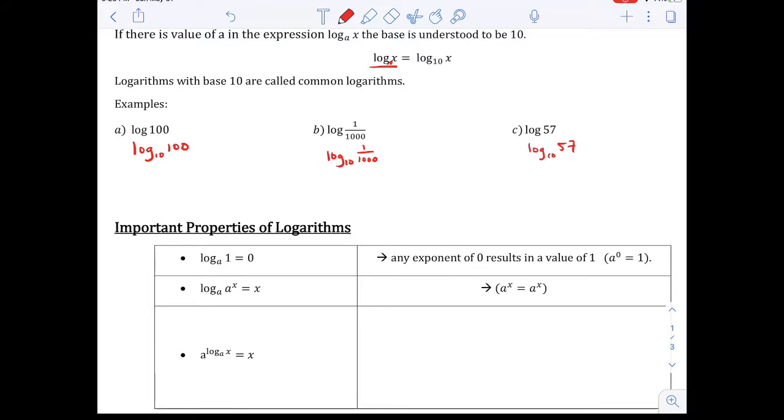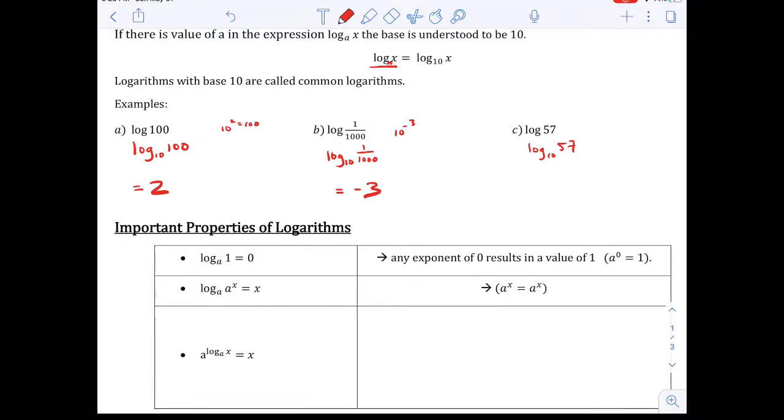So you can try your calculator and put those values in. So log 100, when you do that, you should get 2. Why? Because 10 to the power of 2 is 100. Try the next one. If you put that into your calculator, you should get negative 3, because 10 to the power of negative 3 is equal to 1 over 1,000.